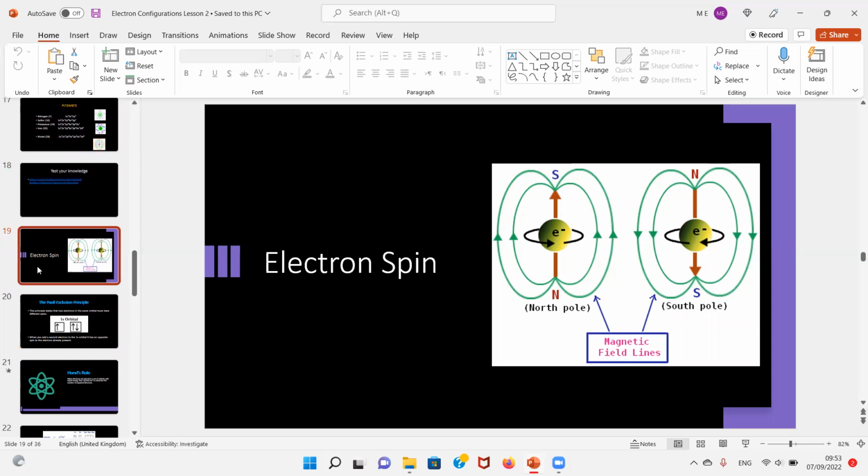Okay, the next concept we need to understand is something called electron spin. The easiest way to look at it is that the electron is a charged particle, and this charged particle can create a magnetic field around it as it spins. Since it creates a magnetic field, it's like a magnet. It has a direction, so it can be pointing up or it can be pointing down.